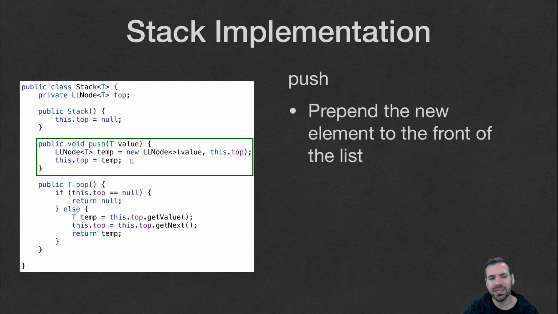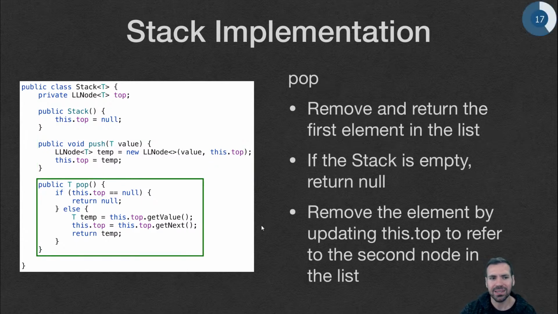And before we did this in one line, this is the same as this dot top equals new linked list node value this dot top. But I broke it into 2 lines. It makes it hopefully a little more clear. We're going to set the instance variable equal to a new node that has the new value and refers to the old head of the linked list. So we effectively prepended the value, or pushed to the top of the stack, is the way we're thinking of it this time.